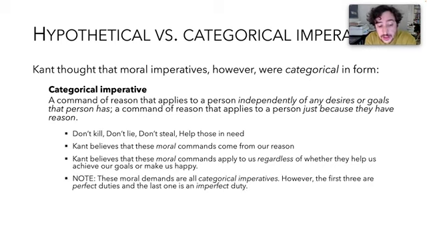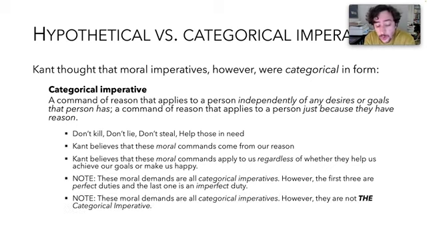Now note, these moral demands are all categorical imperatives. However, as we mentioned in the last video, Kant thought the first three were perfect duties, but he thought the fourth one here was an imperfect duty. These moral demands, as I said, are all categorical imperatives. However, they are not the categorical imperative. So the categorical imperative is the foundational moral principle from which these other moral duties, these specific moral duties, derive.